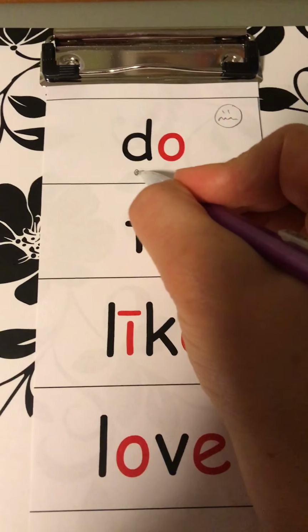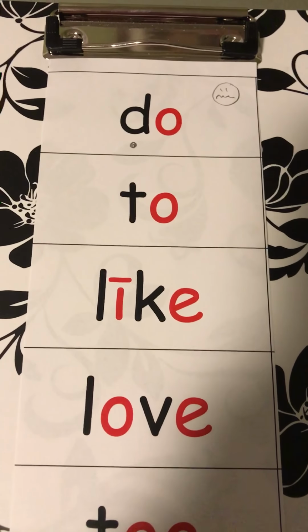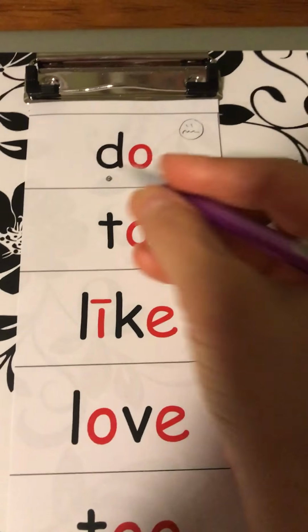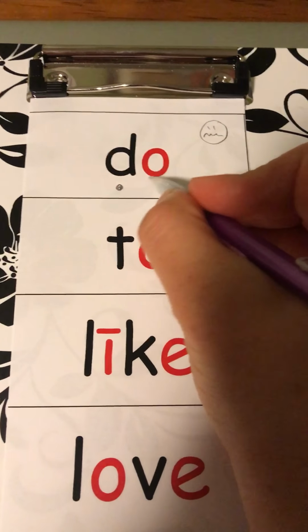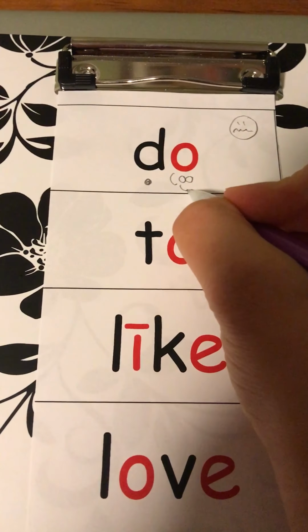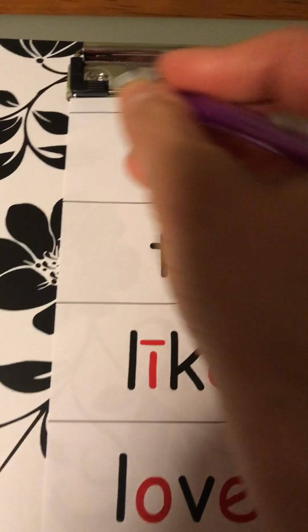Kids are going to think it says D-O because it has that vowel at the end. That would be a common mistake for them to make. Some might say D-ah. But here, the O sounds like oo. So what we do is we put two O's and we link them together. That symbol means it makes the oo sound for do.